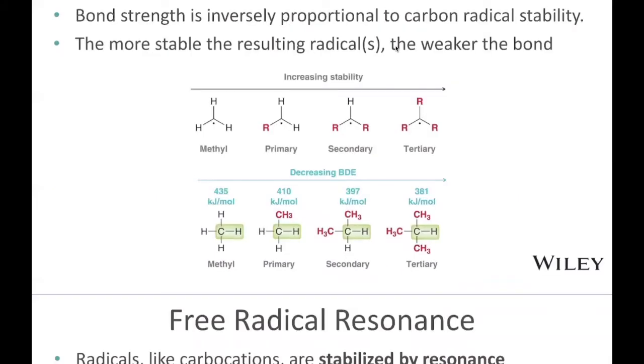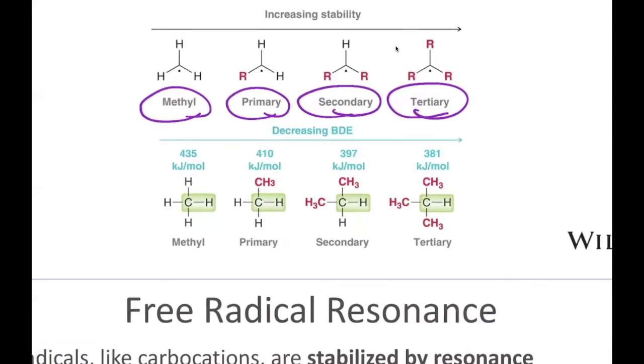And so we see here methyl, and then more stable is primary, then secondary, then tertiary, just like carbocations. And we can also see here that CH bond right there is going to be stronger than the CH bond here, and that is because this radical product is more stable, and so that's a weaker bond.